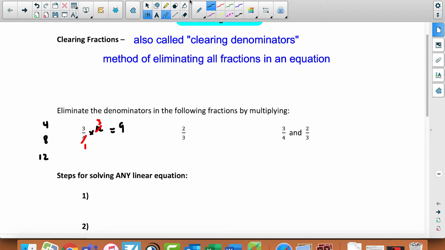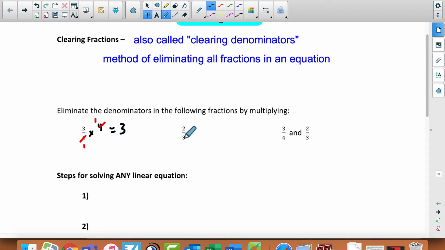Hey, what do you notice? The numbers that will work are any multiple of 4, right? Since the denominator is 4, you could multiply by 4, 8, 12, 16, 20, 24, anything. 400, 4,000, whatever you want, as long as it's a multiple of 4. But let's just go back to the most basic one, which is multiplying by 4. Then these canceled out and became 1 and 1, and 3 times 1 was 3.